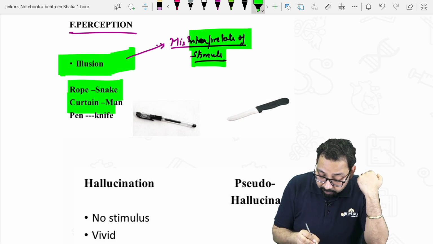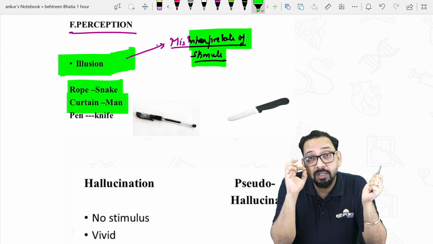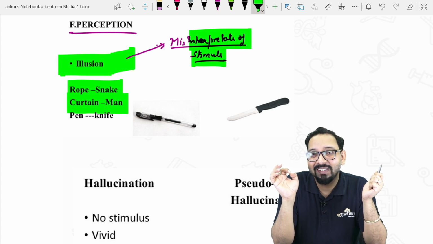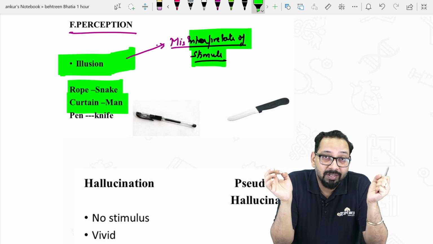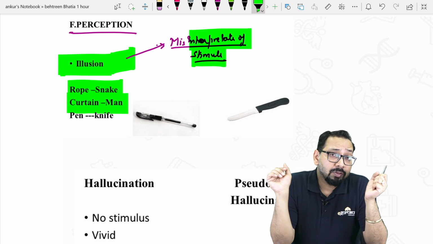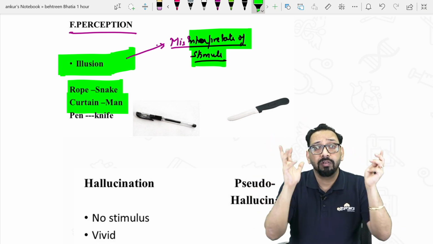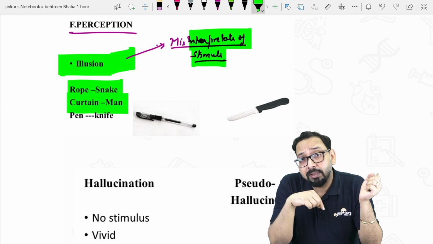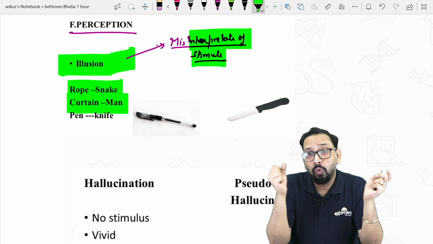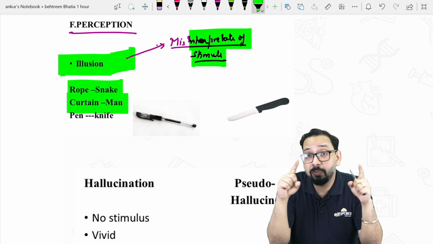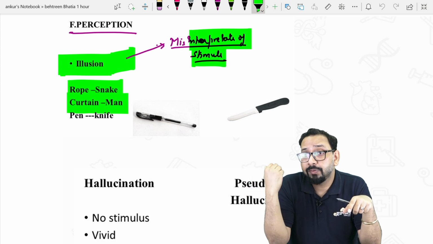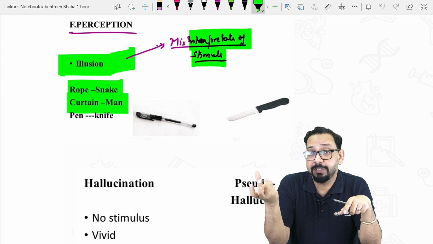In an NBE question pattern, a question was asked that a couple was sleeping and the husband got frightened. Yes, the husband got frightened, this is the era of woman empowerment, reflected by this question also. When the wife switched on the light, they found the curtain folded in the shape of a person. Means the husband considered that folded curtain as a thief standing there. The stimulus was there in the form of curtain and the husband misinterpreted it as a thief. So this is misinterpretation of stimuli, illusion.